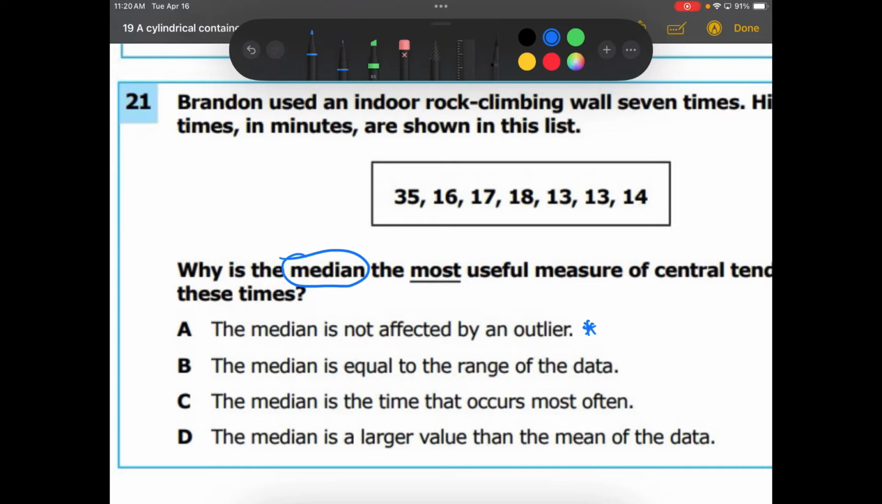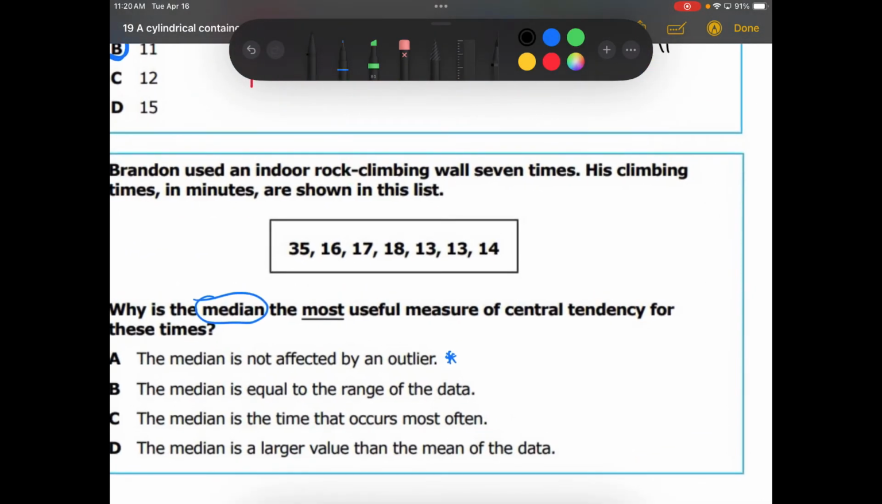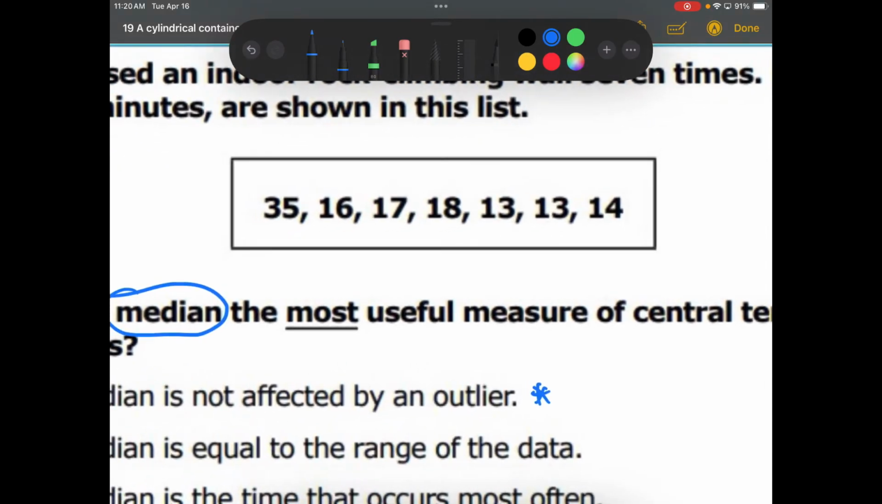Letter B. The median is equal to the range. So let's take this data set and put it in order. 13, we got two 13s. We have a 14, a 16, 17, 18, and 35. And now let's find the median, the number in the middle. What is our number in the middle? 16. So that's our median.